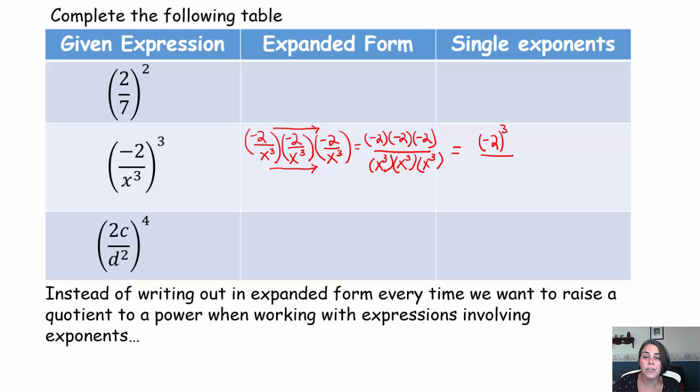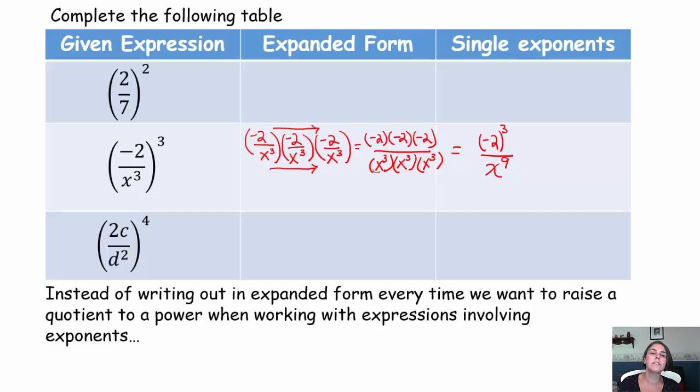X to the third times x to the third times x to the third, well we have 3 factors of x here. 3 more factors of x, 3 more factors of x. How many factors of x do we have? We actually now have 9. 3, 6, 9. So in our center row, written with single exponents, it becomes negative 2 to the third over x to the ninth. What I need you to do is pause the video, try rows 1 and 3 on your own, and then come on back.